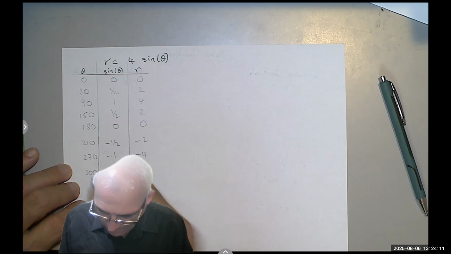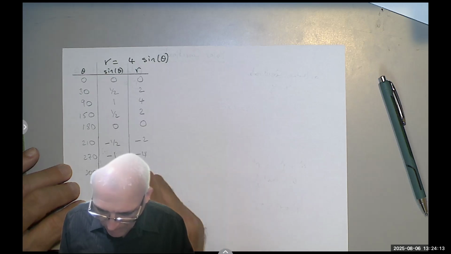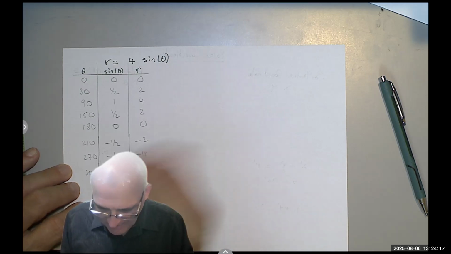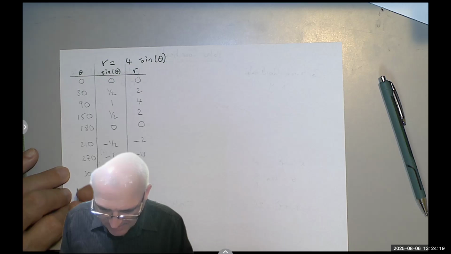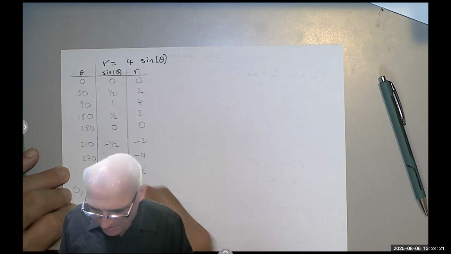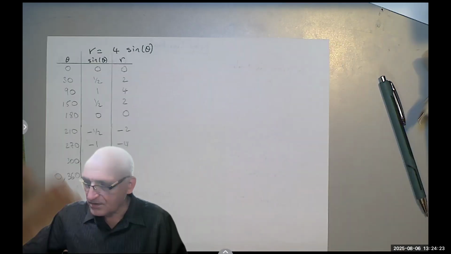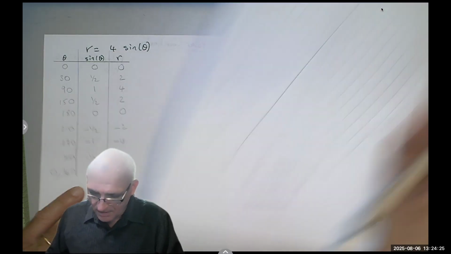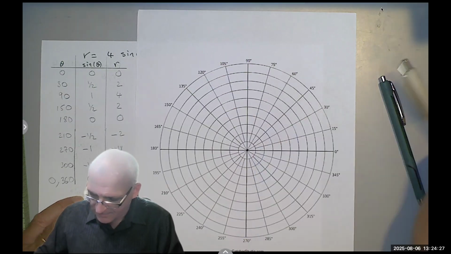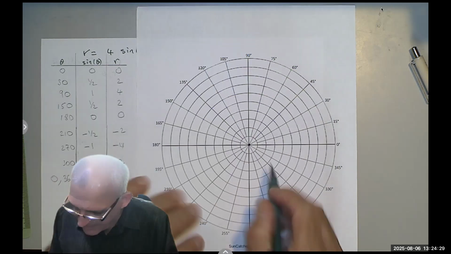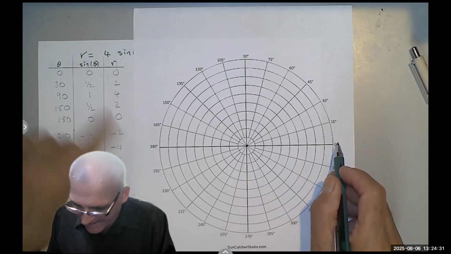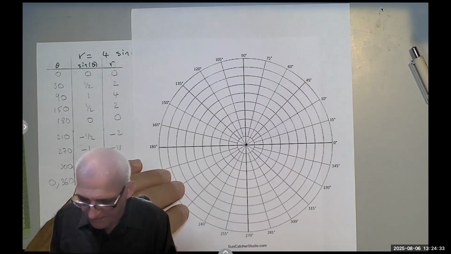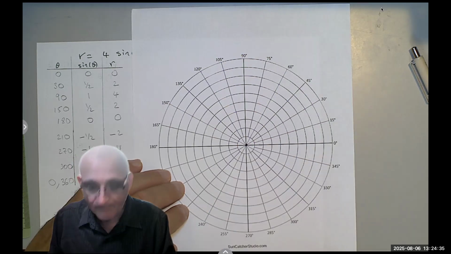300, you get negative 1/2, so negative 2. And then finally you get 360, which is the same as 0. You get 0, 0. Now you get this table, and you say, when theta is 0, I get 0. So that's the pole. That's the pole, yes.